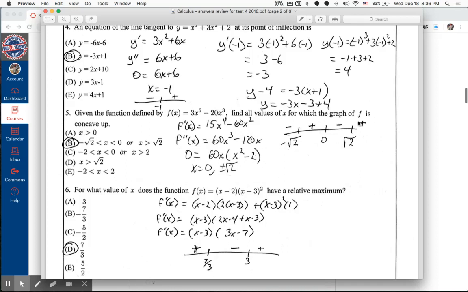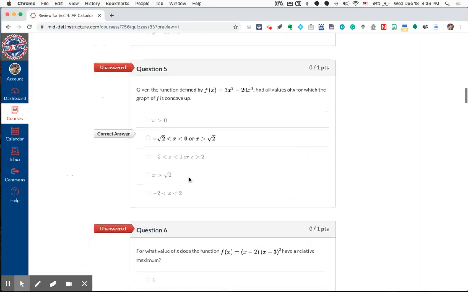I put it on a sine line. I plug into my second derivative, which is here. So we have a negative, a positive, a negative, and a positive. We're wanting concave up, so that means I'm interested in where my sine line is positive. So between negative square root of 2 and 0, and bigger than the square root of 2. So that answer is B. So my answer is B.